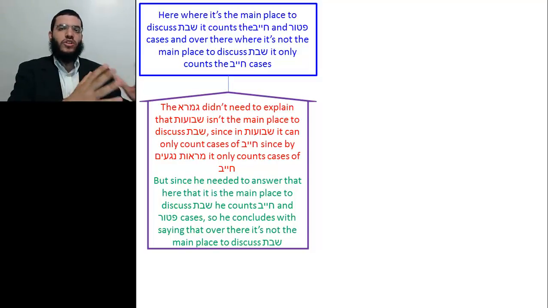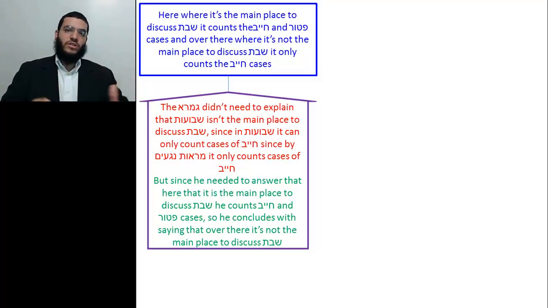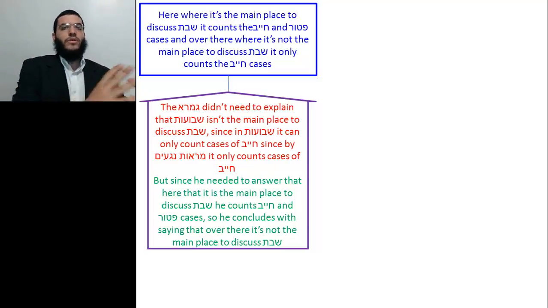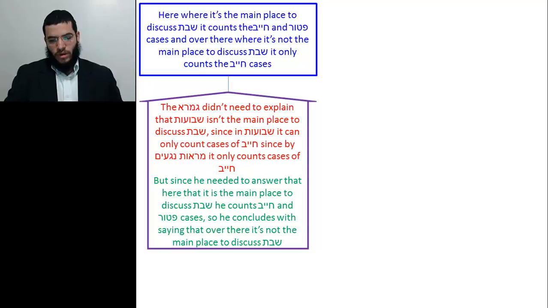In other words, it only finished it off because it fits in the contrast. Here it's the main place, here it's not the main place, and it's also consistent. Here it talks about Chayiv and Pater, and there it only talks about Chayiv and not Pater. But the truth of the matter is that even what is the main topic over there, for example Shavuos, it doesn't count the Pater cases of that either. And with that we're done, where Tosfos now is explaining.